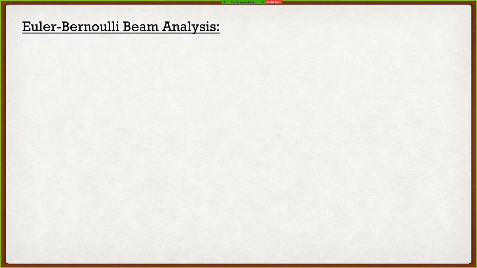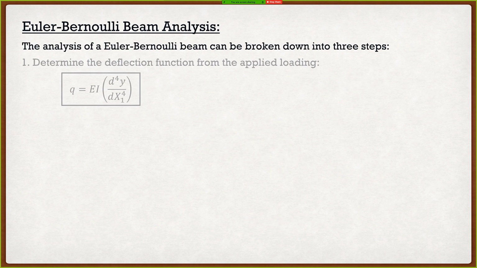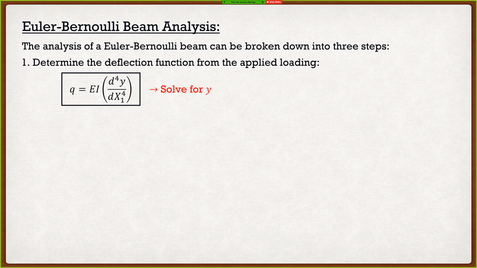All right, so when we're dealing with an Euler-Bernoulli beam analysis, we basically have three steps. The first one is we're going to determine the deflection function of the beam from the applied loading. So we know what Q is. Q is that distributed load, and we can solve for the deflection function. So right now we're solving for y. All right, so this is going to be the first step.